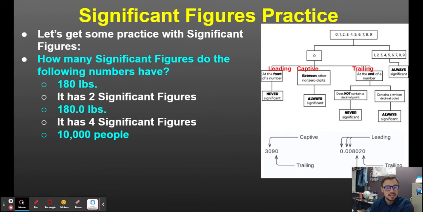Same thing with the crowd size. If you look at a crowd size and say there's about 10,000 people there, all those zeros are placeholders. We don't know if they're accurate.